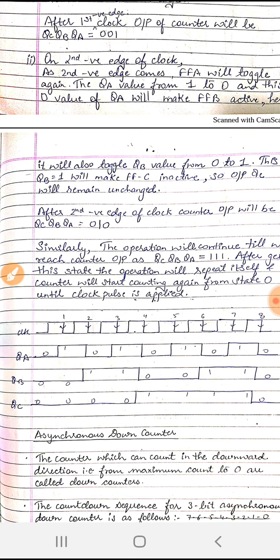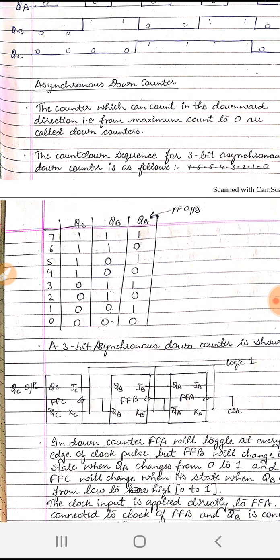Now let's see the asynchronous down counter. It will count from the highest value to the lowest count, that is it will count in reverse mode.